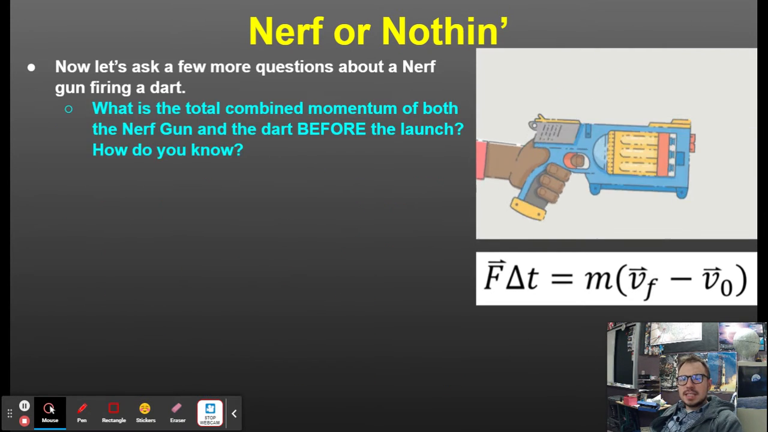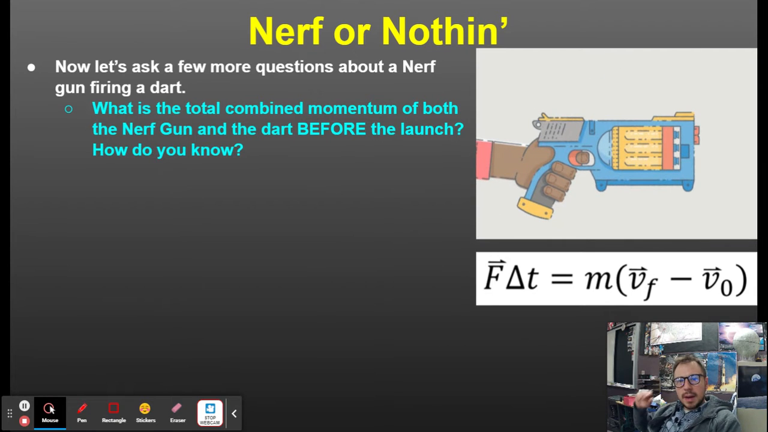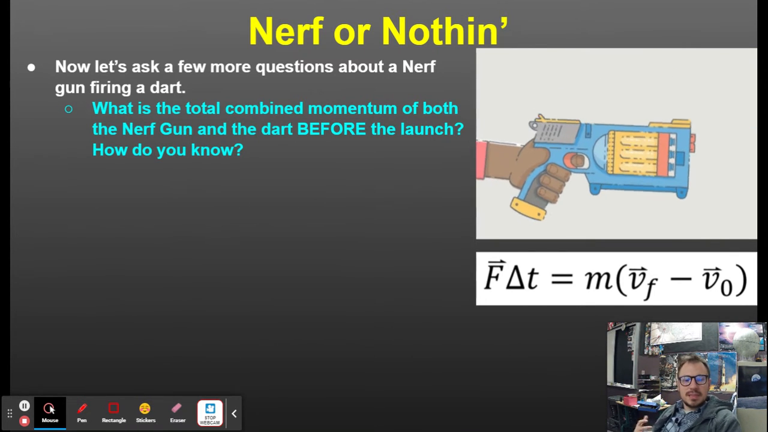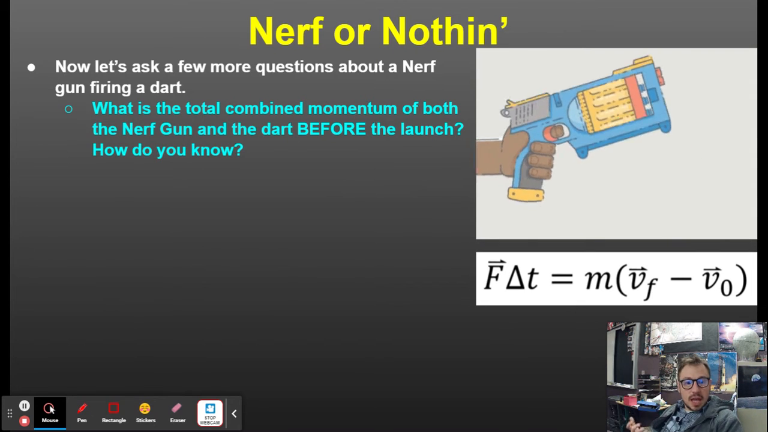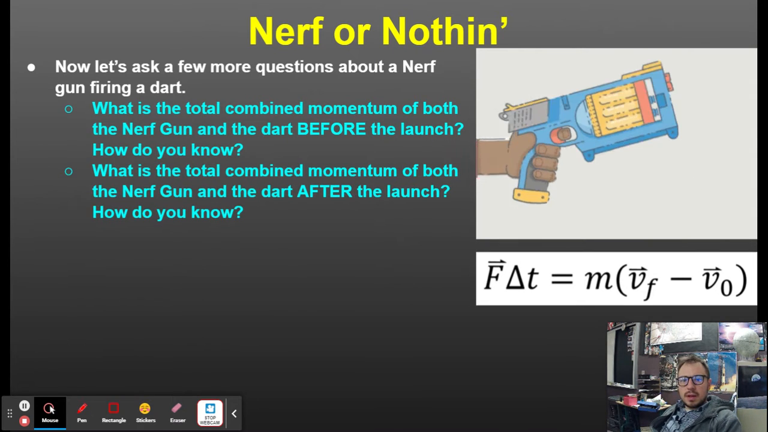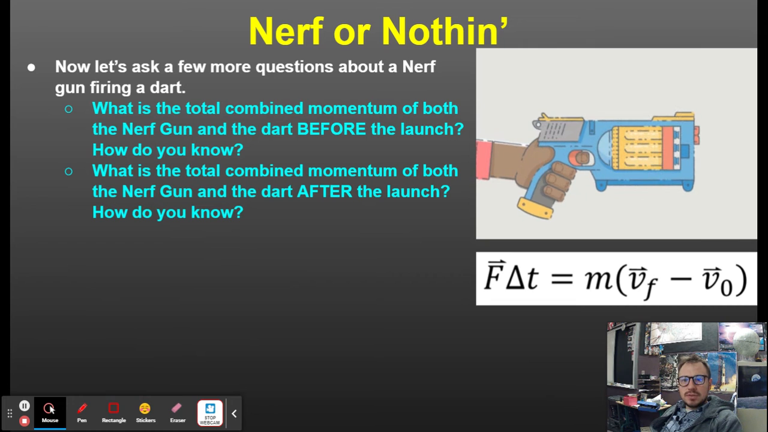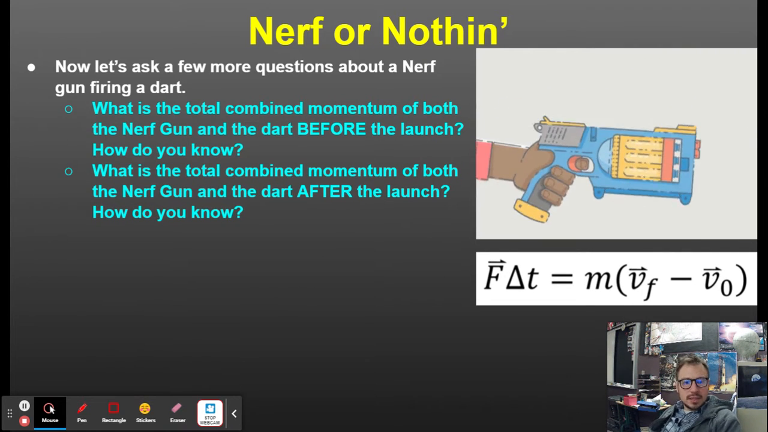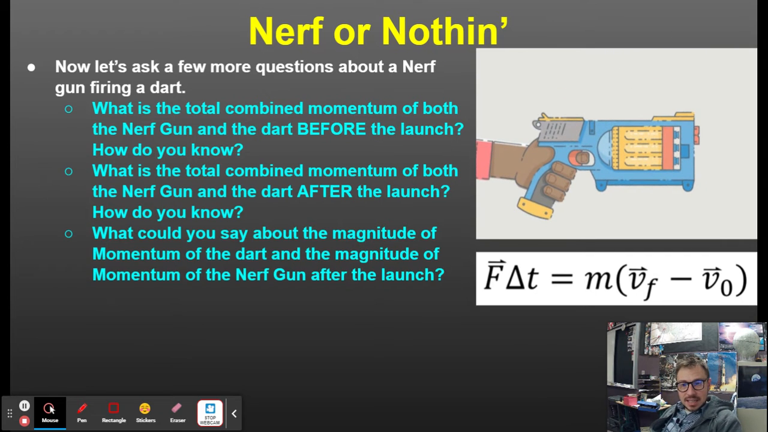So let's take a look at this even further. What is the total combined momentum of both the Nerf gun and the dart before the launch, before it gets fired? It's going to be zero because they're not moving. Momentum is mass times velocity. And what is the total combined momentum of both the Nerf gun and the dart after the launch? It's going to be zero. You cannot create or destroy momentum, so if you started with zero, you have to end with zero.